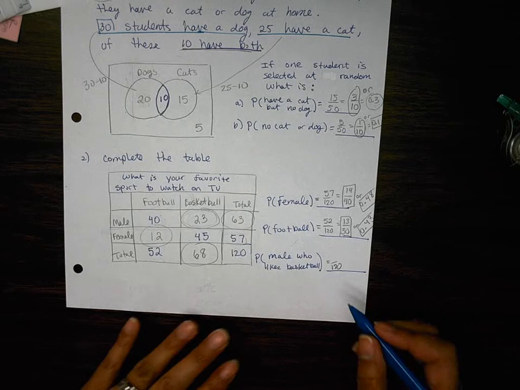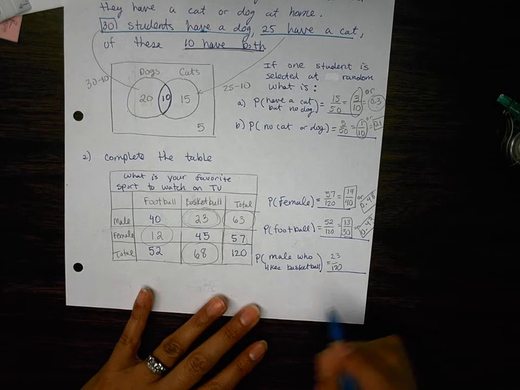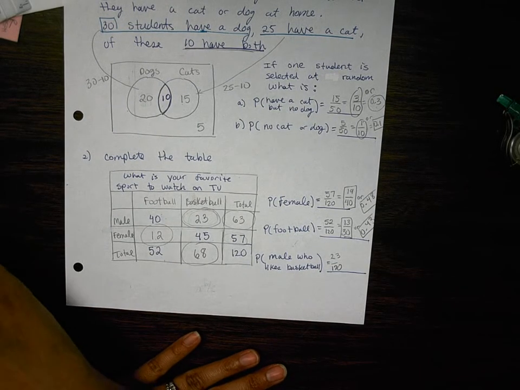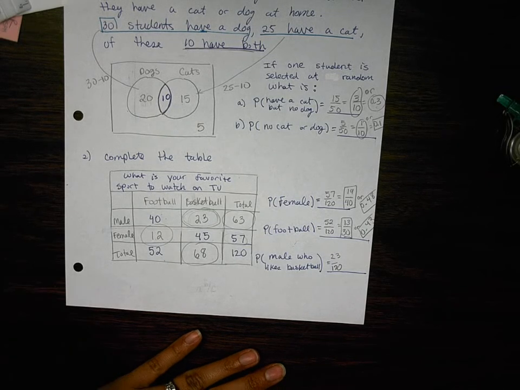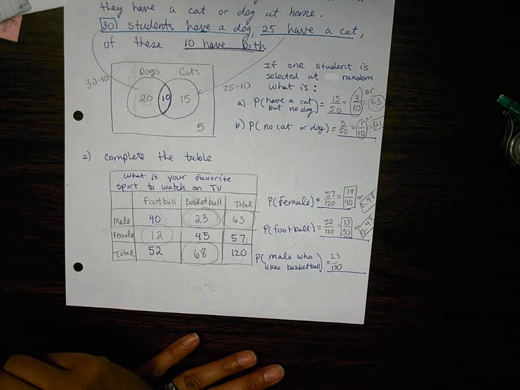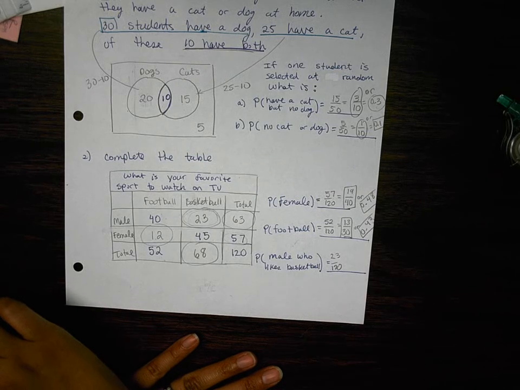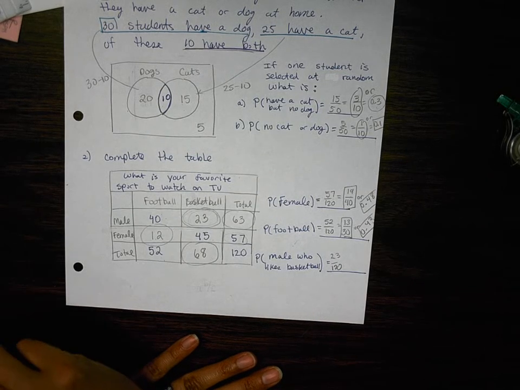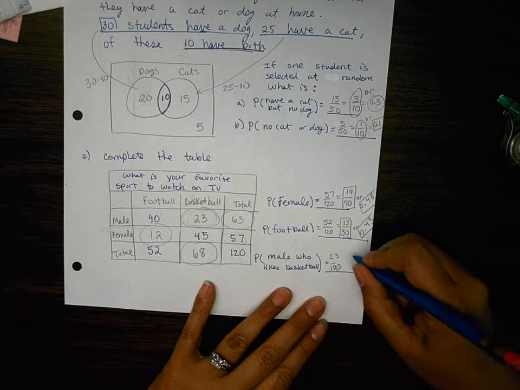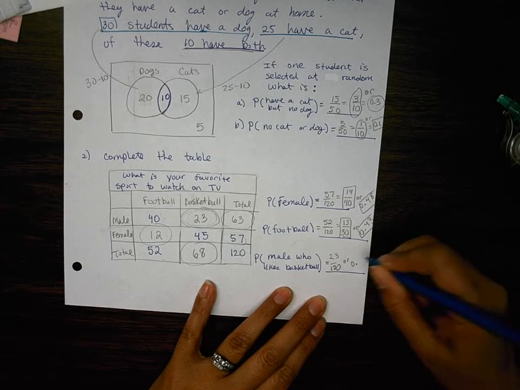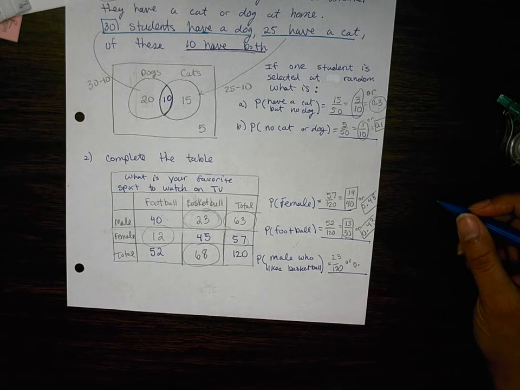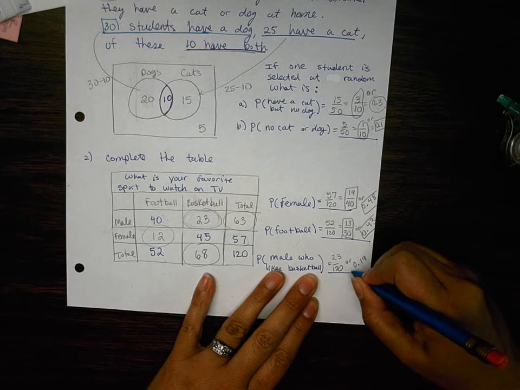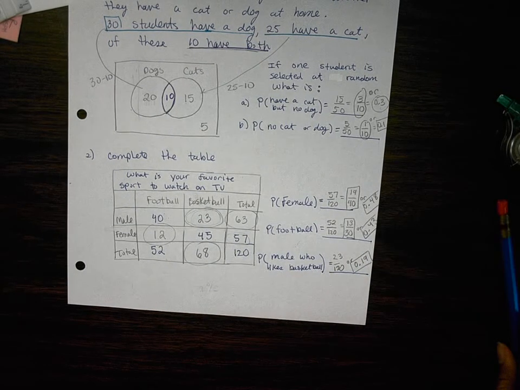Do 23 of the males watch basketball? Okay, so 23 over 120. Does that reduce? Those of you that have your calculator key, does it reduce? It does not. Those of you that like your decimal, 23 divide 120, or 0. What? 19?